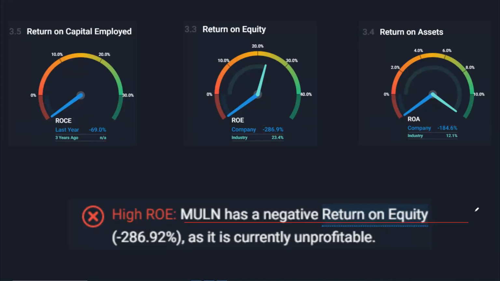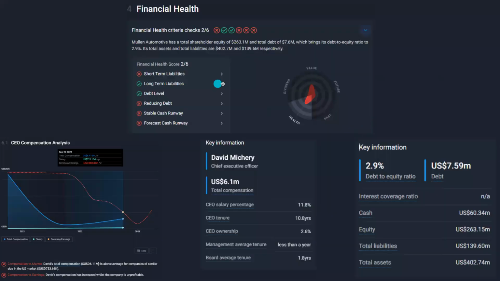Mullen has a negative ROE as it is currently unprofitable, right? And some of these fundamentals are actually what's beating the stock down so much. These are things that you want to know about before you go in trying to buy something just because it looks like it's a cheap price, right? You want to dive into things a little bit more. Now, financial health gets about a 2 out of 6, with the two positive marks being its long-term liabilities and its debt level.